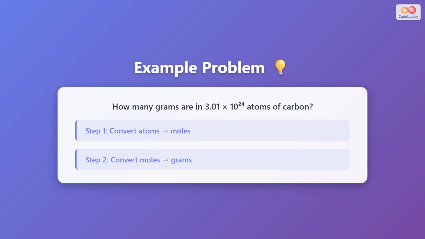Let's work through a complete example. How many grams are in 3.01 times 10 to the 24th atoms of carbon? To solve this, we need 2 steps. First, we'll convert atoms to moles. Then, we'll convert moles to grams. This 2-step process demonstrates how to move through our conversion triangle.